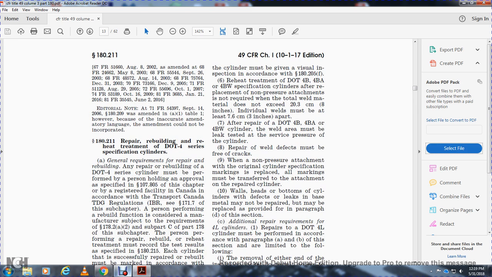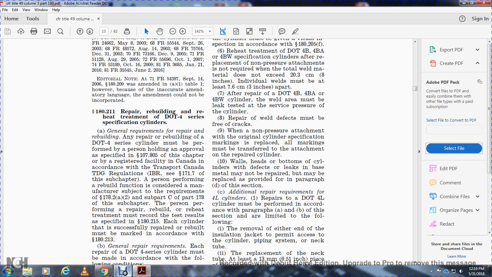For non-pressure attachments, the original cylinder specification marks or markings must be transferred and attached with the repair of the cylinder. A wall or head at the bottom of the cylinder with a defect or leaks of the base material may not be repaired, but may be replaced, provided with paragraph D of this section. The additional repair requirement of the 4L cylinder.